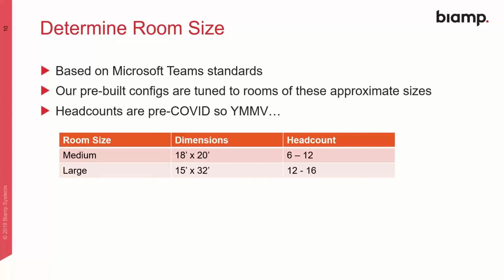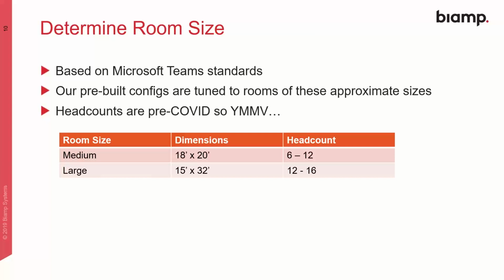Obviously, that's different these days. So we're talking more about room dimensions than head counts at the moment, just because the number of people in the spaces is drastically reduced. And then the large room is kind of 5 by 11 meters, roughly. Those are not precise measurements. You can be 5–10% either side of that, but that's what these particular bundles are tailored towards.